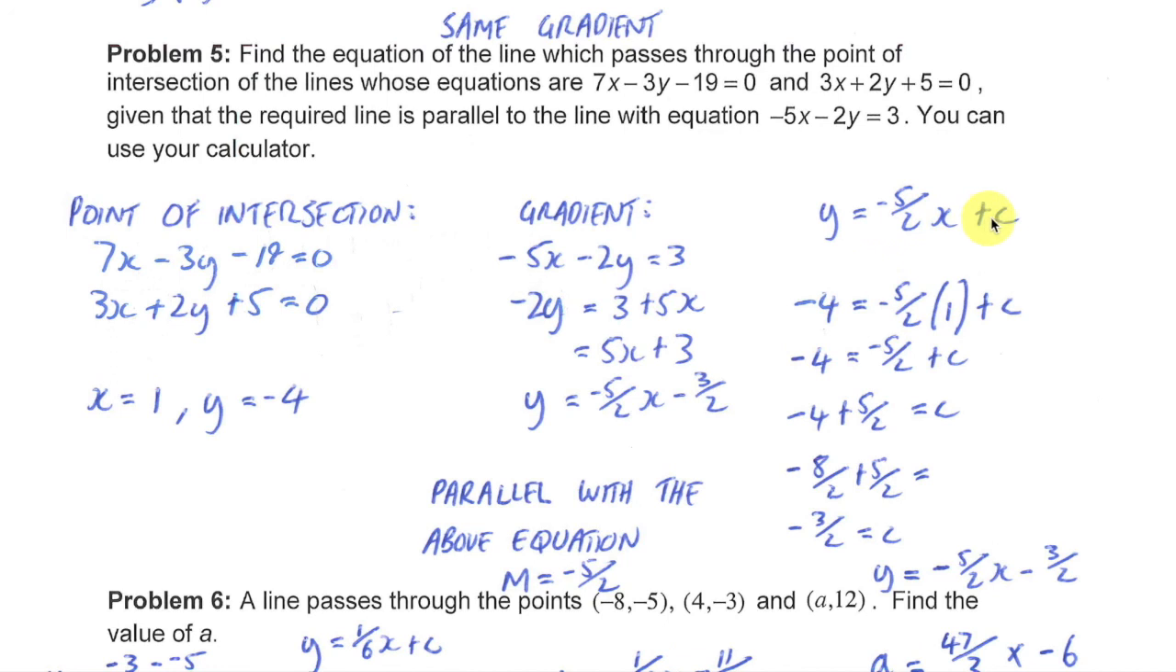So here's the equation of the line that I know so far with the found gradient. I'm now going to sub in the point of intersection to it. So that is x equaling 1, y equaling negative 4. And I can establish that c is equal to negative 3 on 2. So I have y equals negative 5 on 2 x take away 3 on 2.